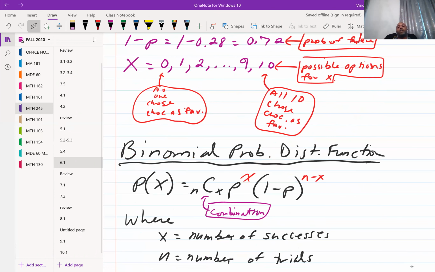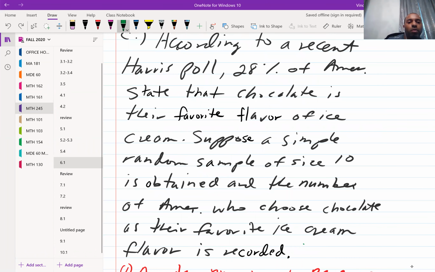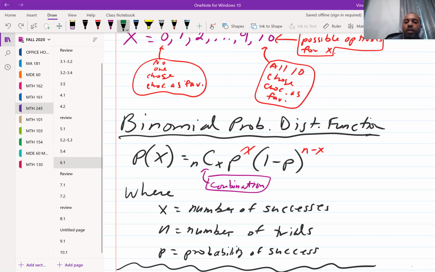All right. So the binomial probability distribution function. We have the probability of X. X represents the number of successes, we already established that. N is the number of trials, and P is the probability of success. We have NCX, and then we have P to the X power. I wrote those X's in red to signify that those are actually exponents. So we have P to the X power here, and then we have 1 minus P to the N minus X power.